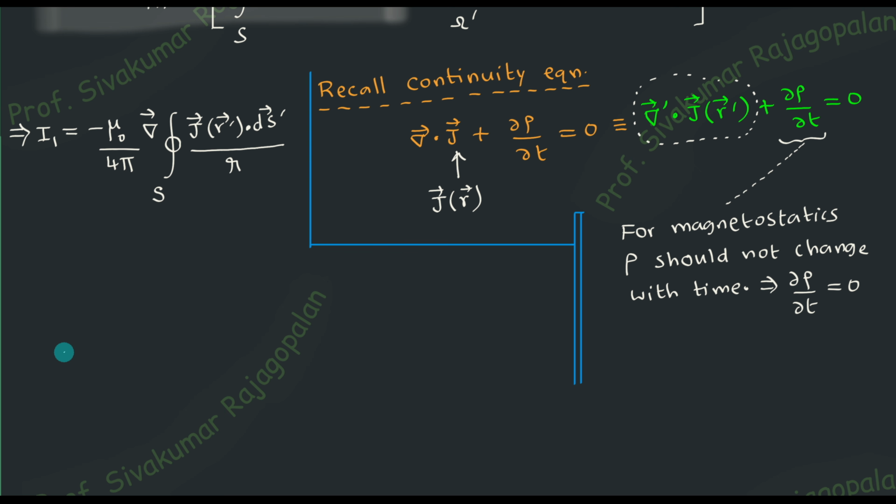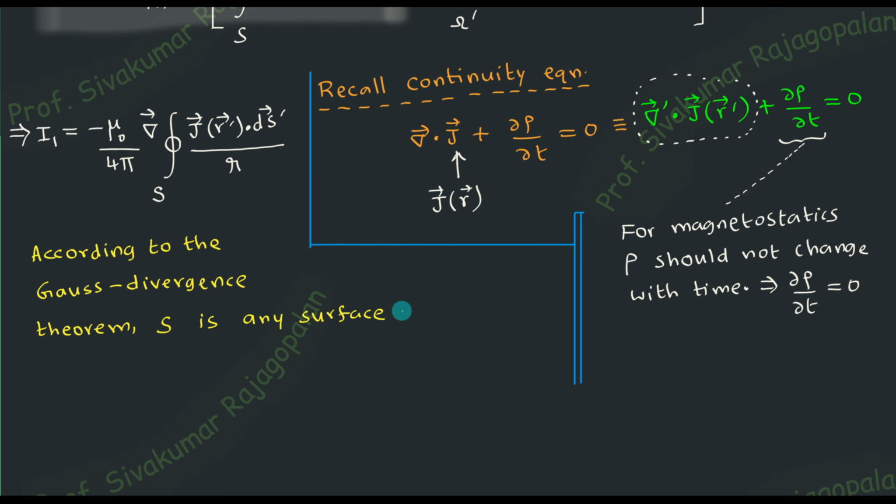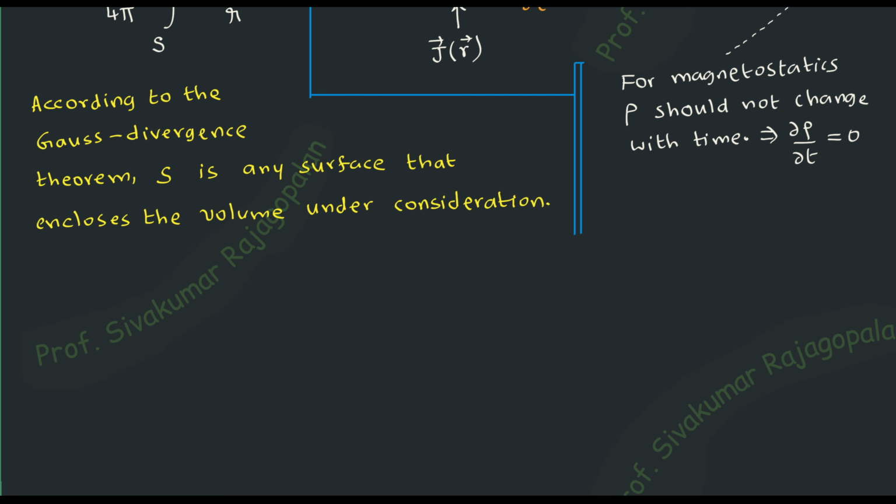Now I will tell you what is the tricky point in the Gauss divergence theorem. If you carefully search the Gauss divergence theorem and understand what the surface should be, this is what it is. The surface S is any surface that encloses the volume under consideration. The very important words to capture here are any surface. S is not a well-defined single surface. Remember, S is not a single surface. You have the freedom to choose any surface as long as you enclose the volume under consideration.